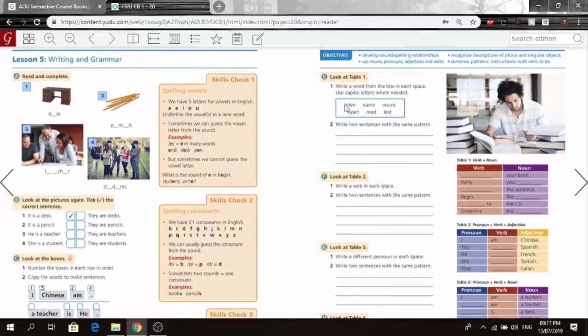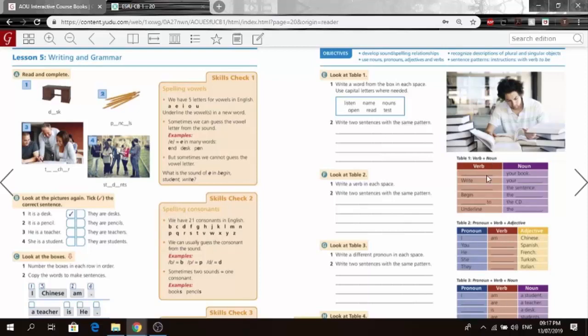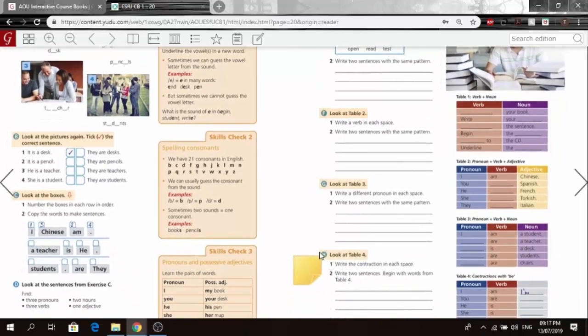We should skip this part and write two sentences with the same pattern right here. This one's better. So let's look at table 1. We're not really going to skip it. We're going back actually. Okay, so verb plus noun. He obviously wants a verb, so let me just go back a second.